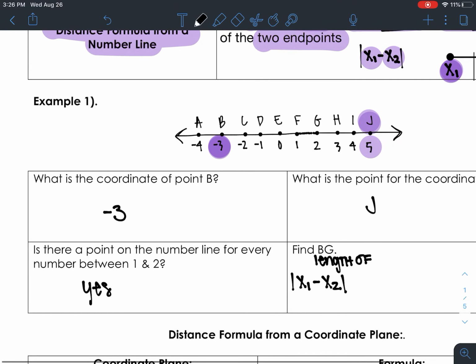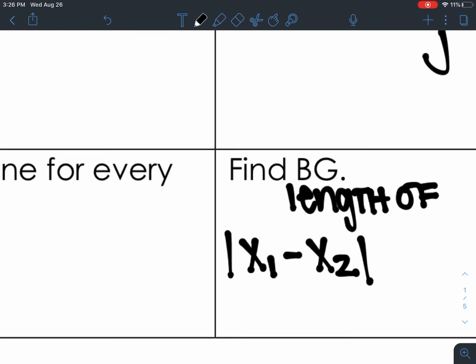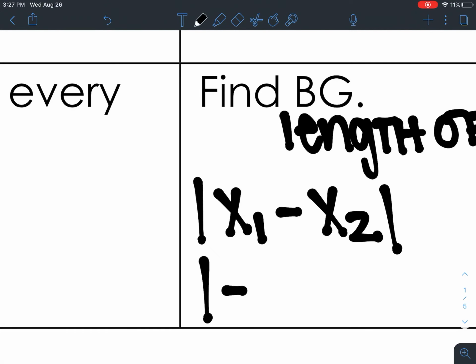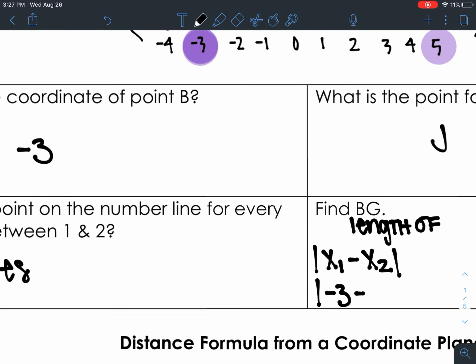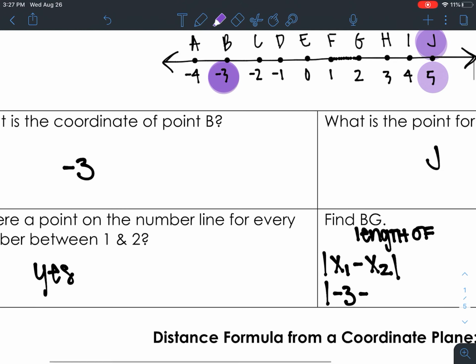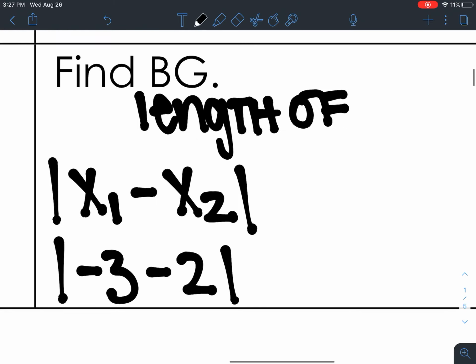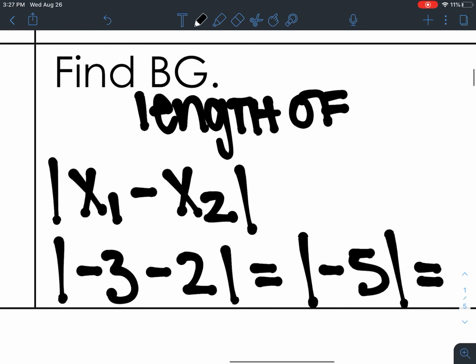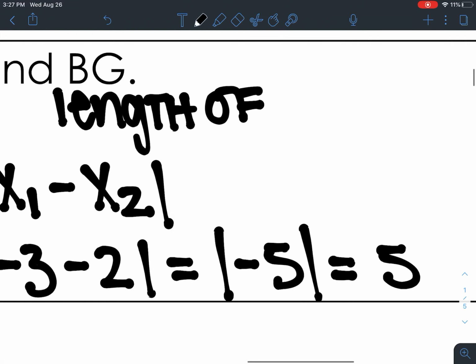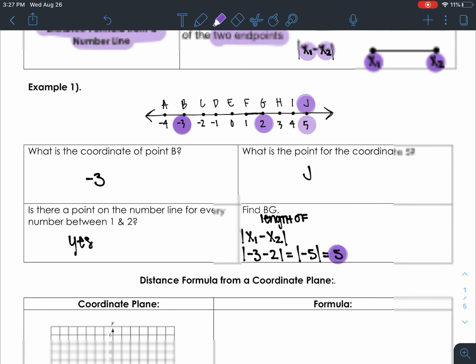If we look at the coordinate of B, that's -3. So I'm going to plug that in for my x1, minus G, which is 2 right here. So what is -3 minus 2? Well, that becomes the absolute value of -5, which becomes obviously a +5. So that's one way of doing it, right? But the other way is probably going back to elementary stuff.